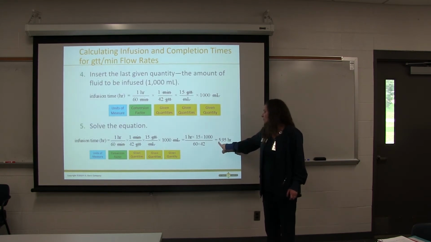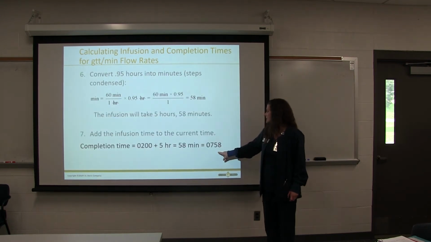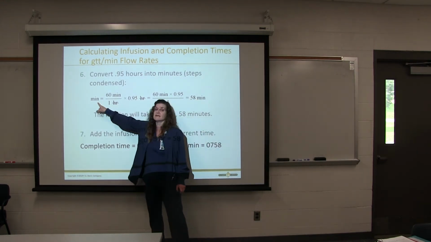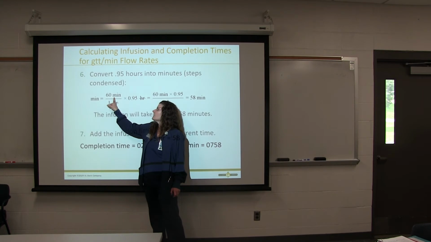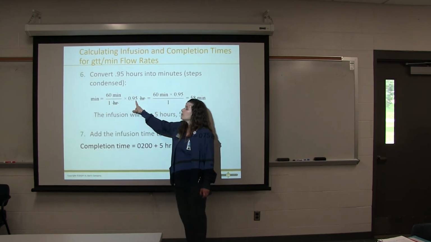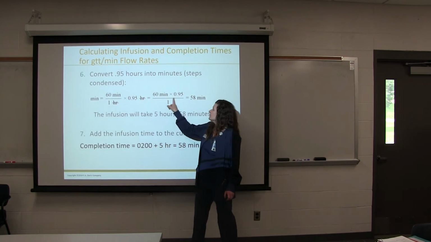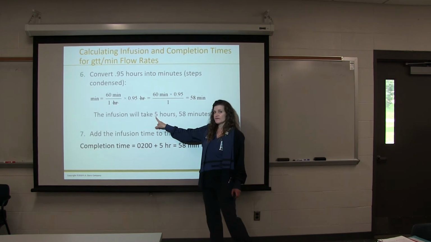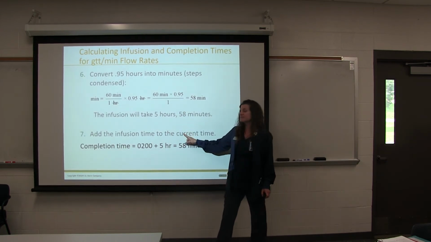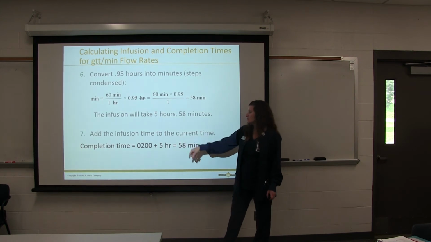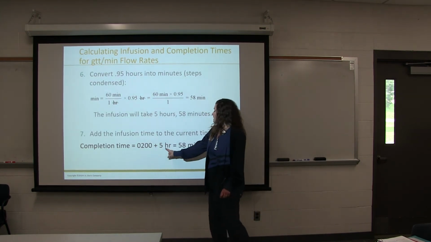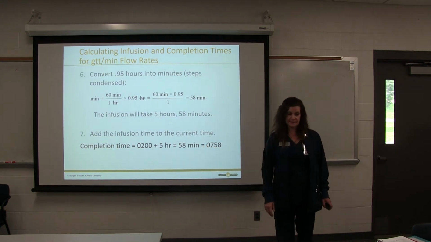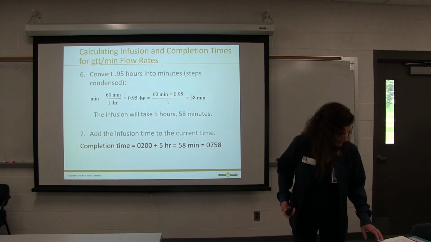So we have 5 hours as a given. Now we need to take that 0.95 and convert it to minutes. We know that there's 60 minutes in an hour, and we have 0.95 of an hour. And when you convert that out, you're going to get 58 minutes. So now we have the original 5 hours and the 58 minutes, and we have to add that to the current time. So your completion time, if it was 0200, is going to be 5 hours and 58 minutes later. That would make it 7:58.